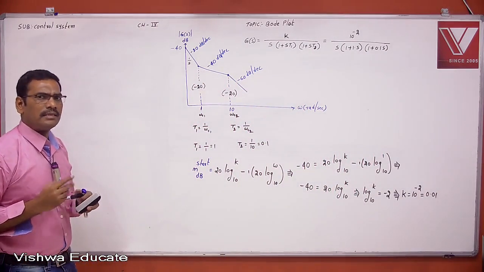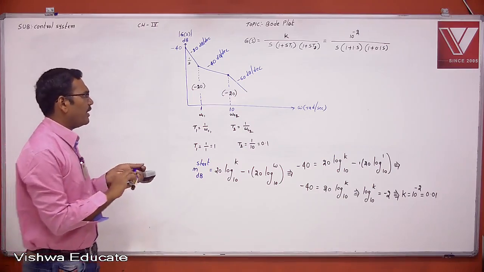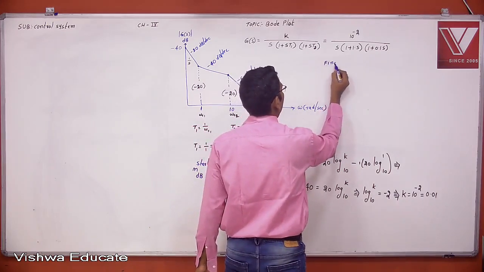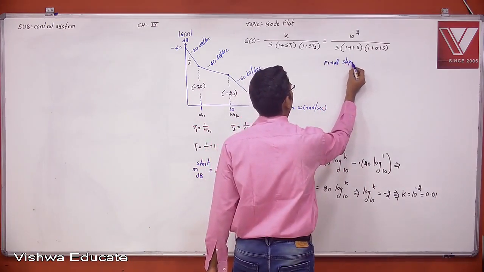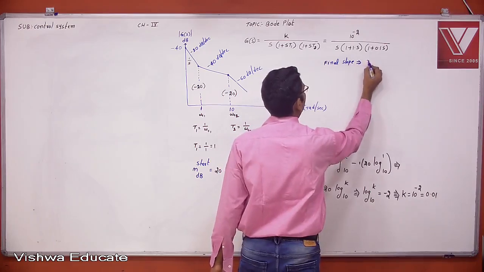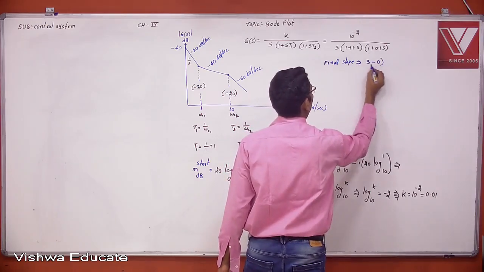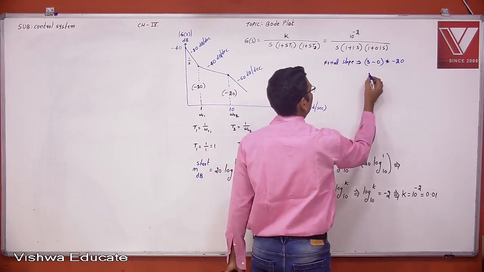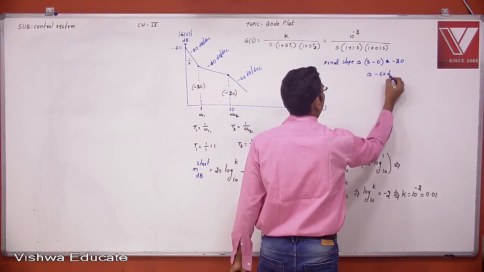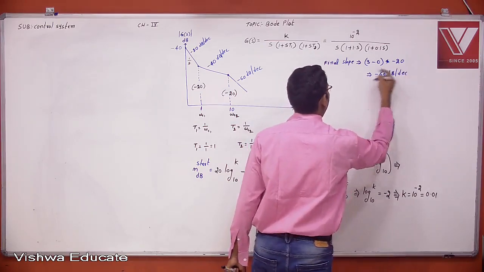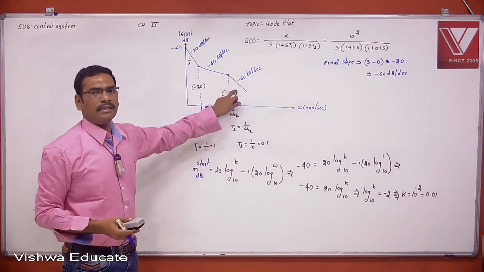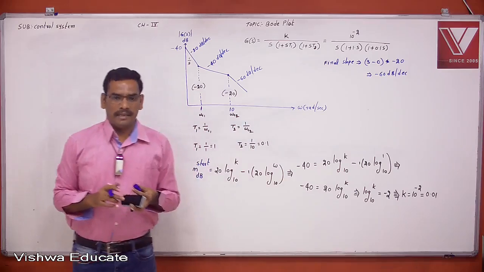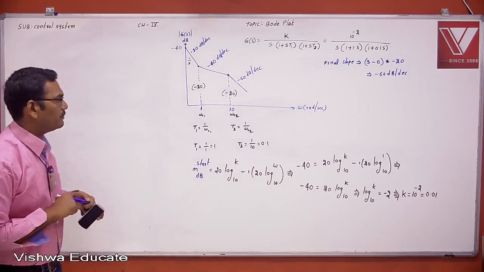If this is correct or not, you can easily identify by finding the final slope. What is the final slope? From the transfer function, there are 3 poles and no zero, multiplied with minus 20. 3 into minus 20, minus 60 dB per decade is the final slope. In the Bode plot it is also minus 60, and you are finding the transfer function. This is also minus 60. Okay, note down this.